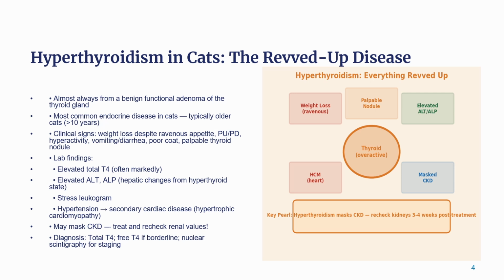Diagnosis is usually straightforward. A markedly elevated total T4 in an older cat with the right clinical signs is essentially diagnostic. But here's the most important clinical pearl. Hyperthyroidism increases GFR, which can mask underlying chronic kidney disease by artificially keeping creatinine in the normal range. When you treat the hyperthyroidism and GFR normalizes, creatinine may suddenly rise and reveal CKD that was hiding beneath the surface. Always recheck renal values 2 to 4 weeks after starting treatment.